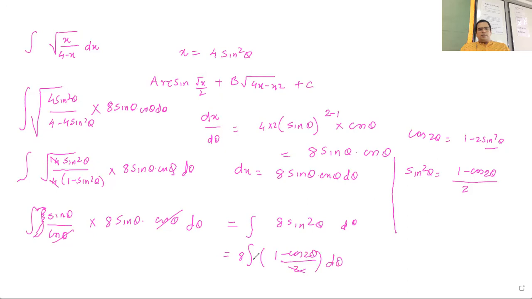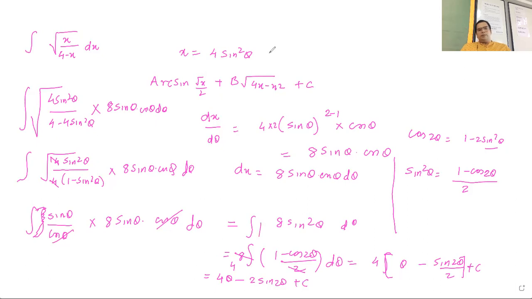You could cancel out this 8 with 4 here. So what you get is 4 times (1 minus cos 2 theta). So one integral, if you do it, is theta itself, and minus cos 2 theta integral is sine 2 theta upon 2 plus c. Now you open up the bracket, what you get is 4 theta minus 2 sine 2 theta.